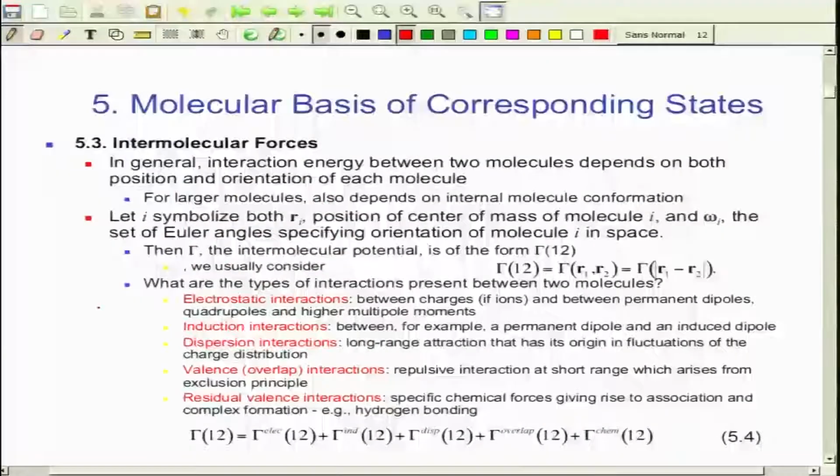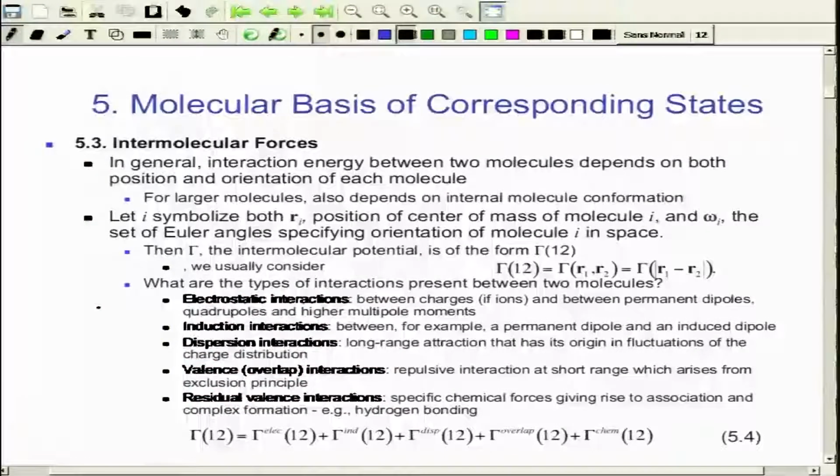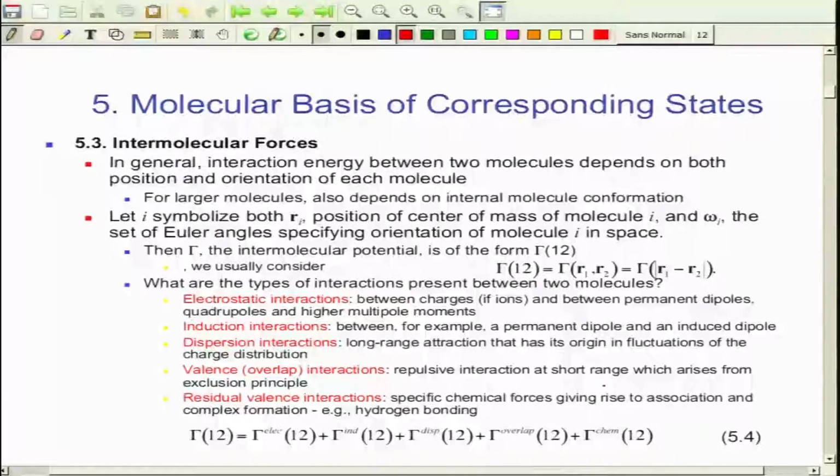Now let me first define this, and we are going to change the terminology a little bit here. The first important thing is that one must understand that the interaction energy between two molecules depends not only on the distance between them, but also on how they orient among themselves. That means they depend on r as well as omega.